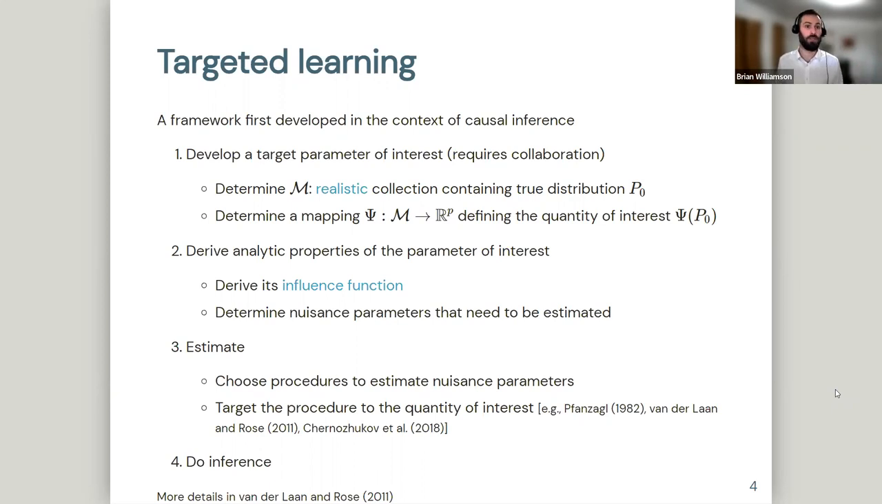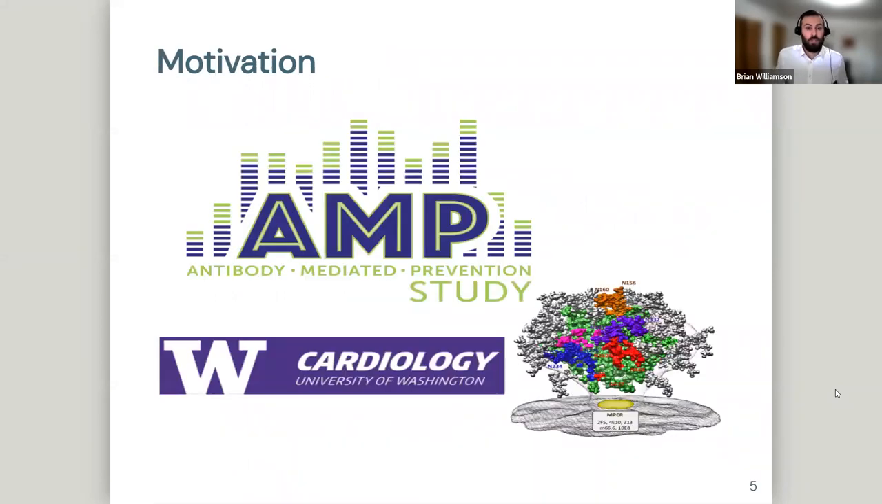And now I'm going to go into a specific example from my own work on how we did this for a class of parameters that you might be interested in. So to motivate this, I'll give two examples. So one is in HIV prevention. The antibody-mediated prevention study consists of two clinical trials that recently released primary efficacy results, testing an antibody against HIV and seeing how well that antibody prevented HIV infection.